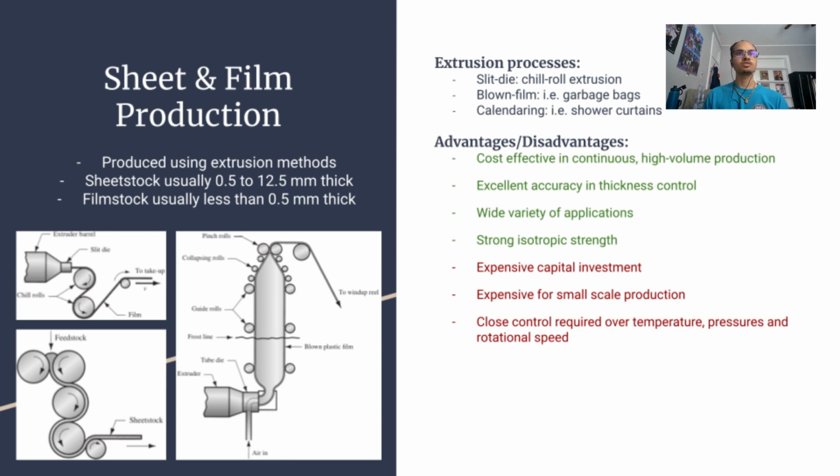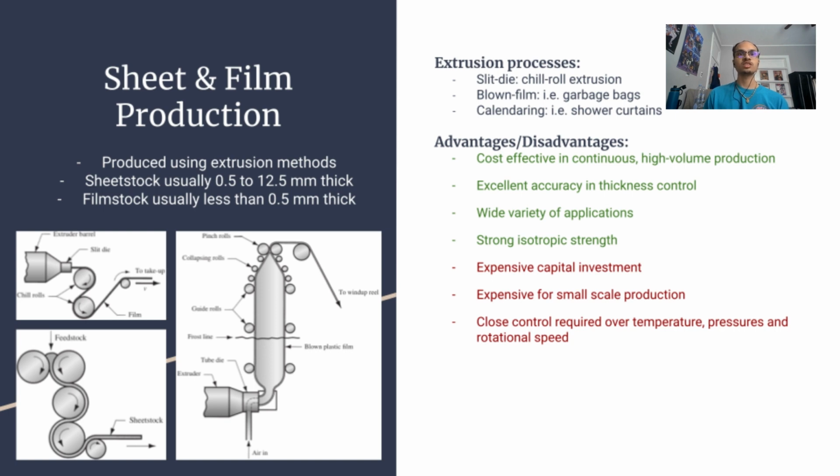Sheets and films are usually produced using extrusion methods, where the sheet stock is usually between 0.5 and 12.5 millimeters thick, and film stock is thinner than 0.5 millimeters. There are three main extrusion processes: slit die or chill roll extrusion, which is the top left picture; blown film extrusion, which is the right picture, used for garbage bags and packaging film; and calendering, the bottom left picture, usually for the creation of products like shower curtains.